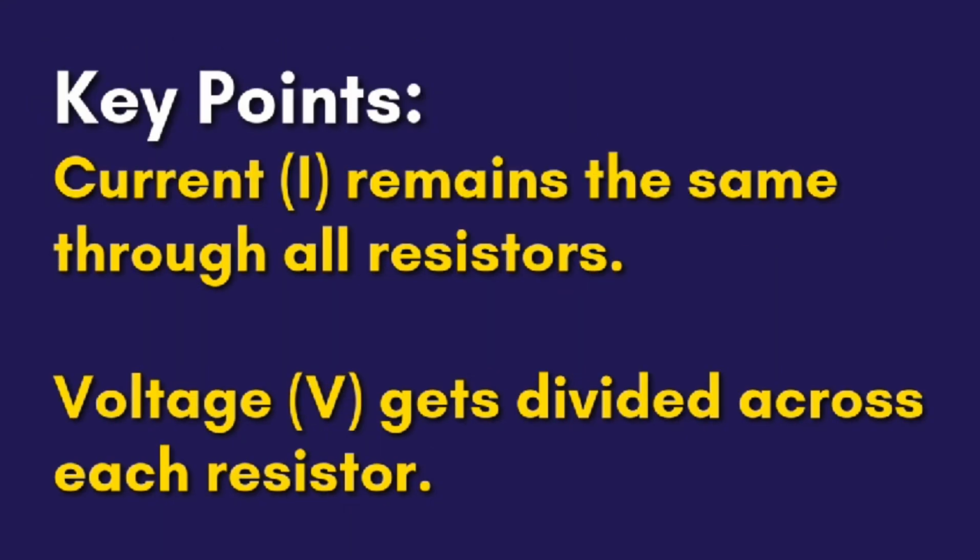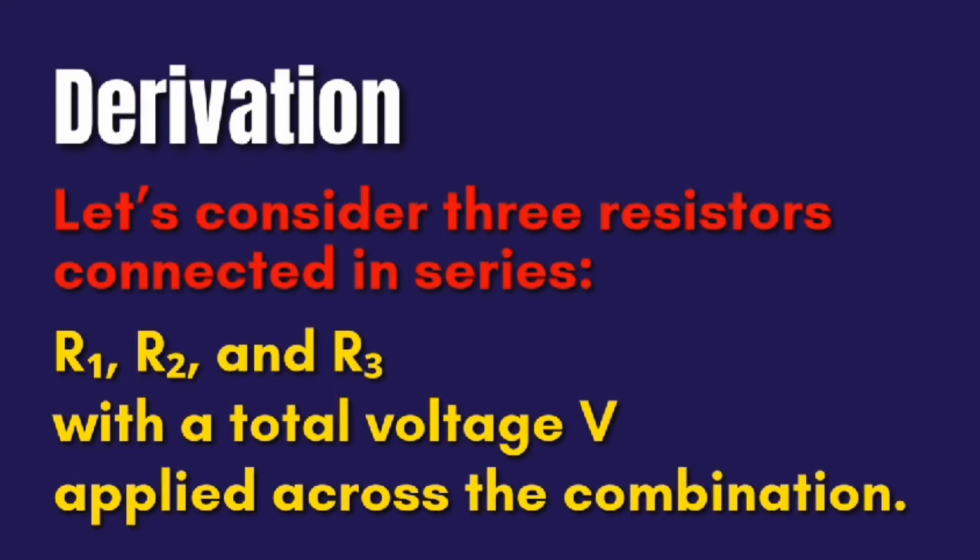Key points are that current I remains the same through all resistors. Voltage V gets divided across each resistor. Let's move towards the derivation of series combination. Consider three resistors that are connected in series R1, R2 and R3 with the total voltage applied across the combination.